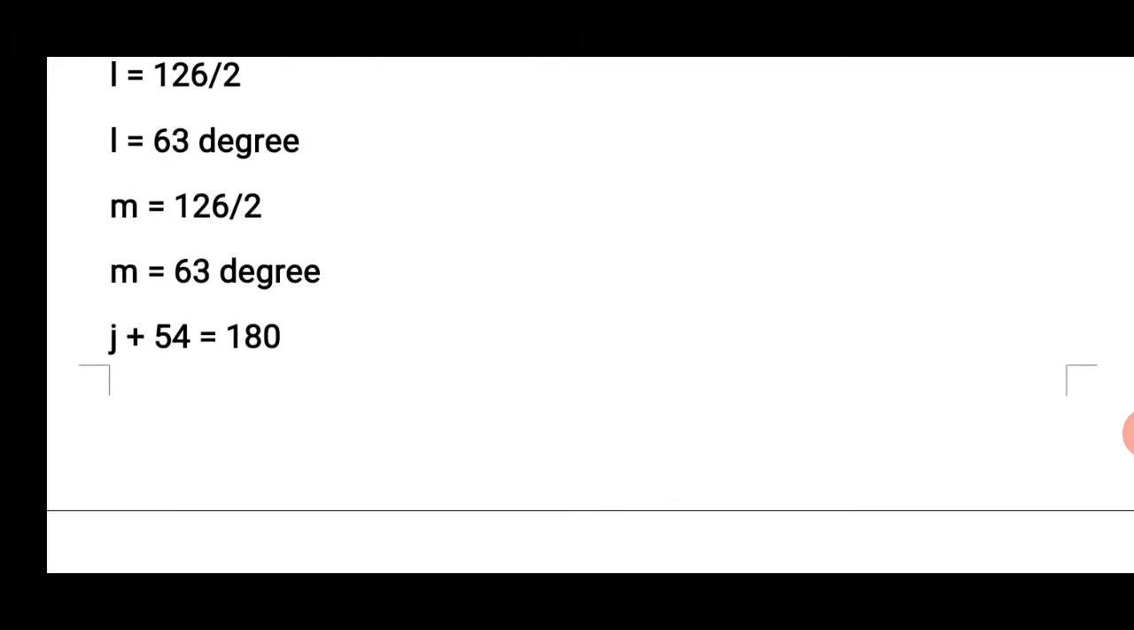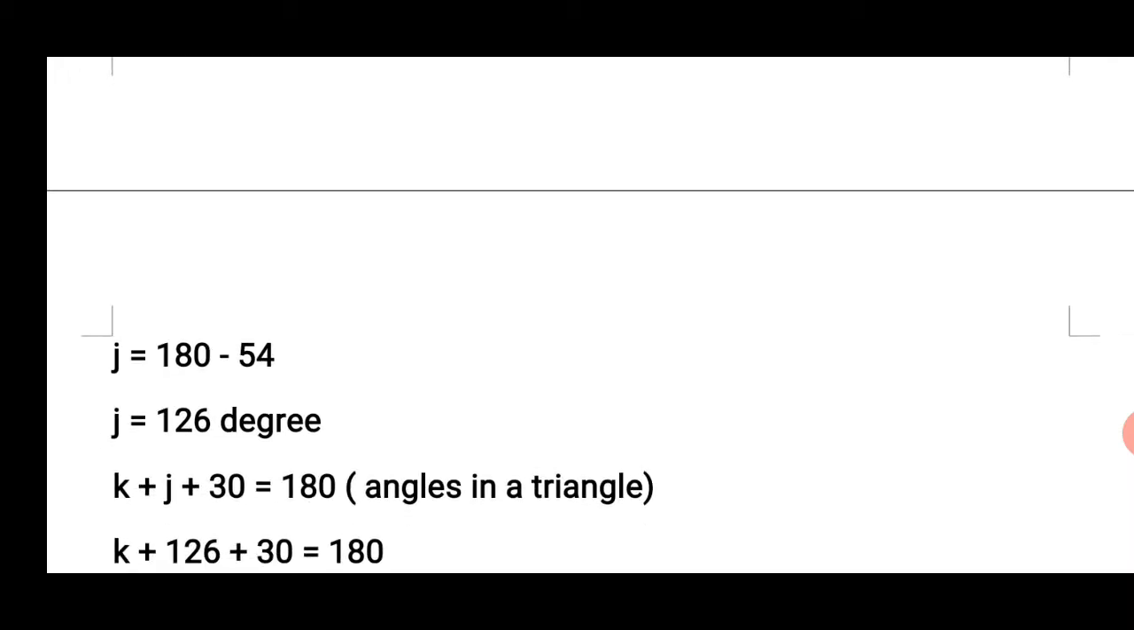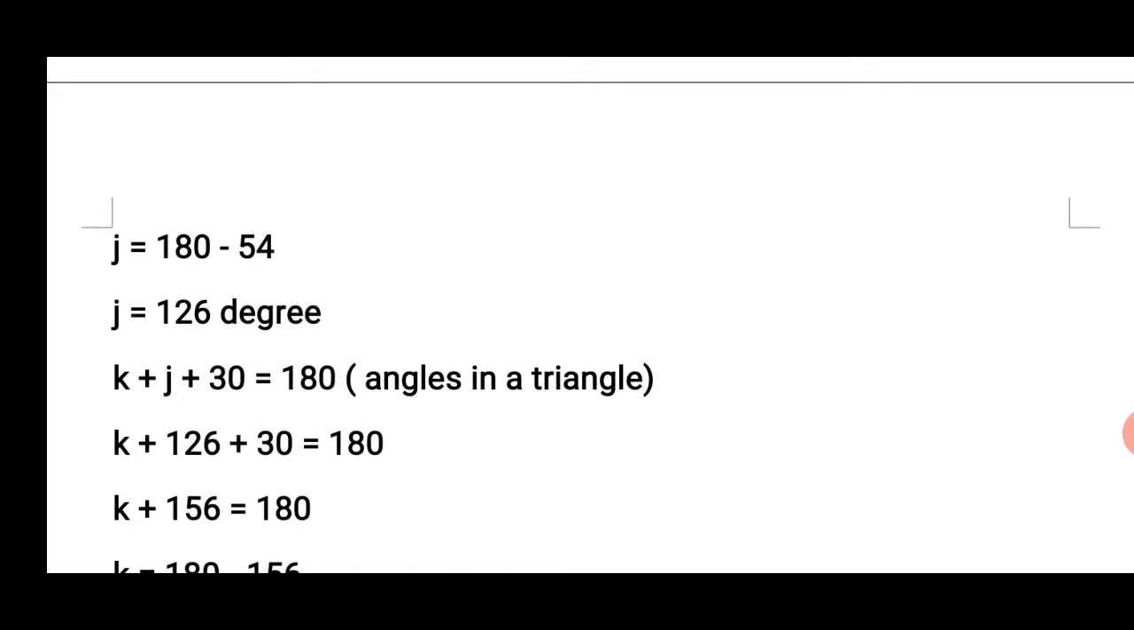Then the reason is angles on a straight line. Then we transfer 54 to the other side, it becomes negative. J is equal to 180 minus 54. So our angle J is 126 degrees.